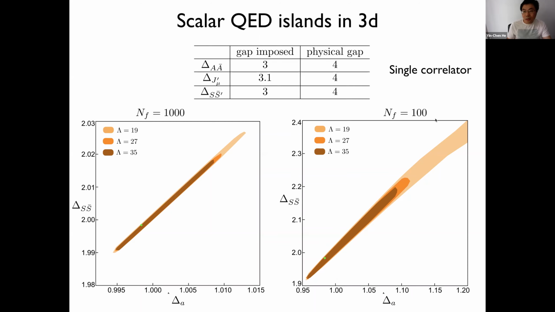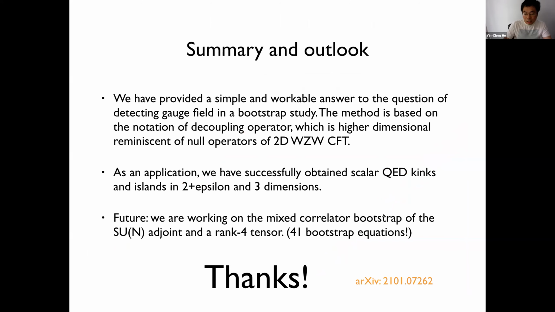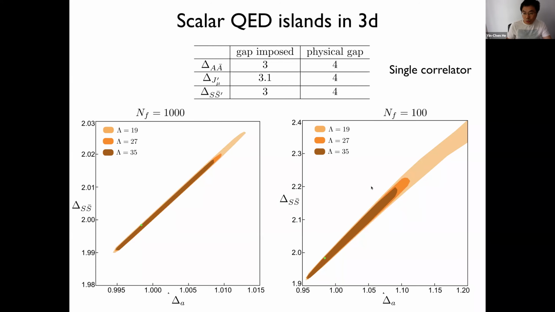One thing that we have noticed is that the convergence becomes worse as NF becomes smaller. For example, for NF equals 100, we are not able to get an island with lambda equal to 90. But for NF equals 1,000, the island simply appears even for small lambda like 19. But for NF equals 100, we do get an island if we increase the lambda. That tells us that the convergence is an issue for large NF.